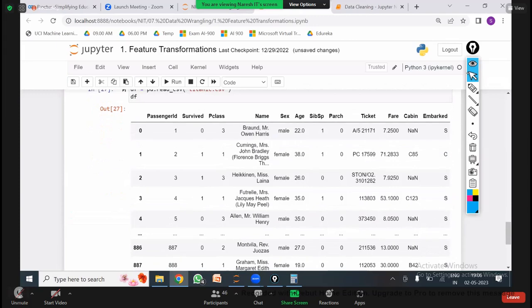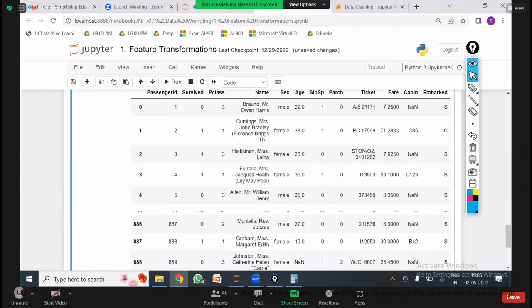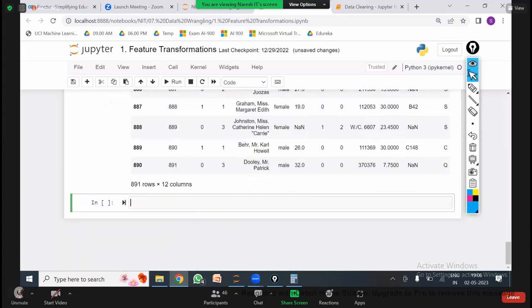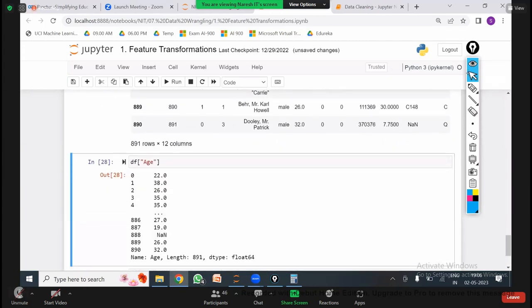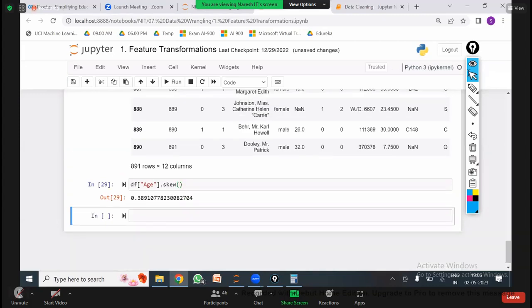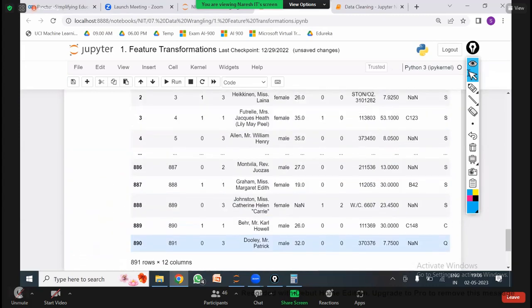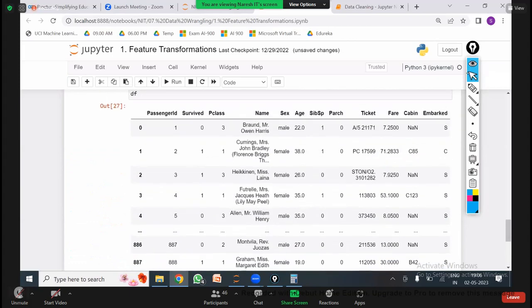For this data set, there is one more age column. You can see the age. Is that clear? Age column is there. So now df of age, I'm going to take only exclusively the age column. For these values, dot skew, I'm checking the skewness. What is the skewness? 0.38. So no need to disturb this one. Next, we'll move on to the next one.